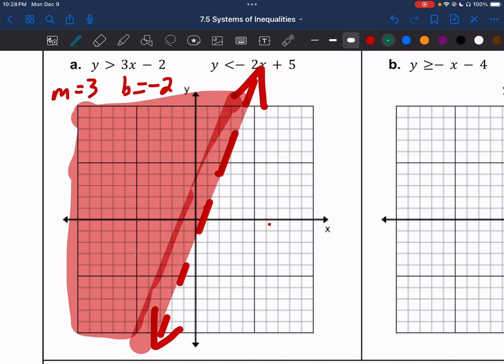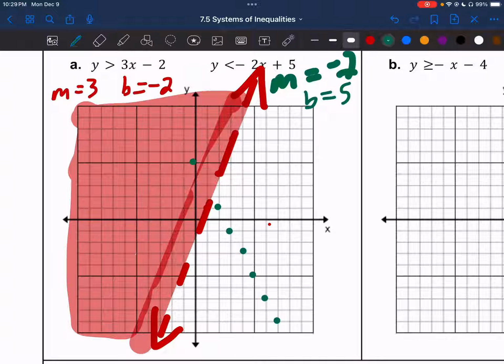We have a slope of -2, and our y-intercept is 5. So we put our point at +5, and we're going down 2 and to the right 1, down 2, right 1, and so on, repeating that step.